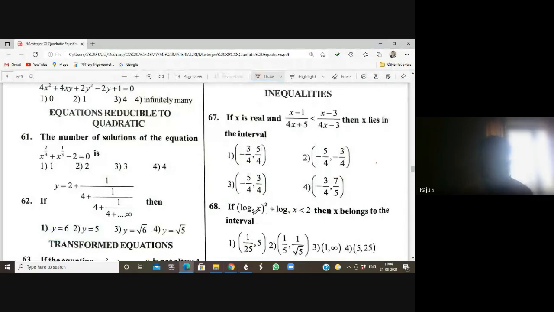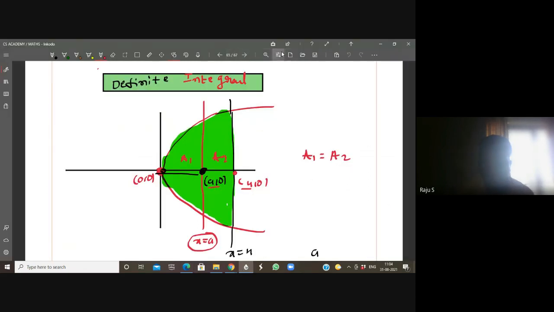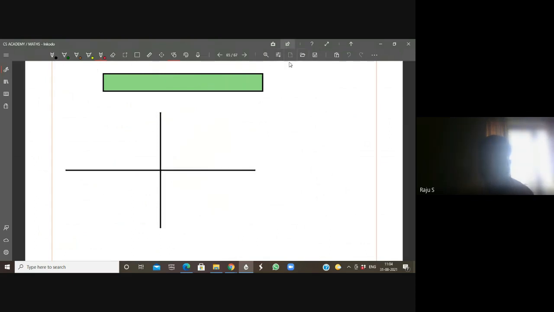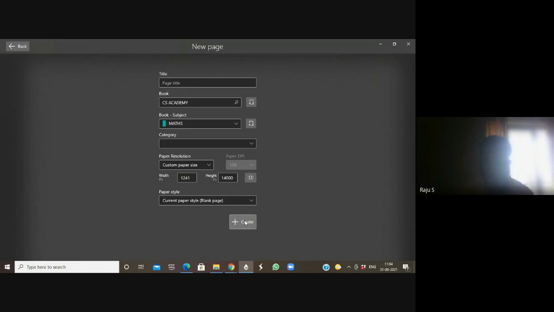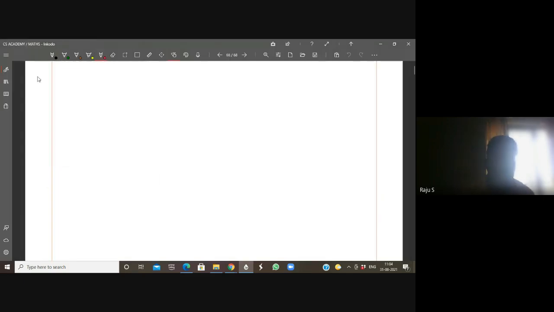For example, this question is there. Question number 68, then I'll do question number 67. So what is question number 68? Anyone? Yes, students, can anyone say what question number 68 is?